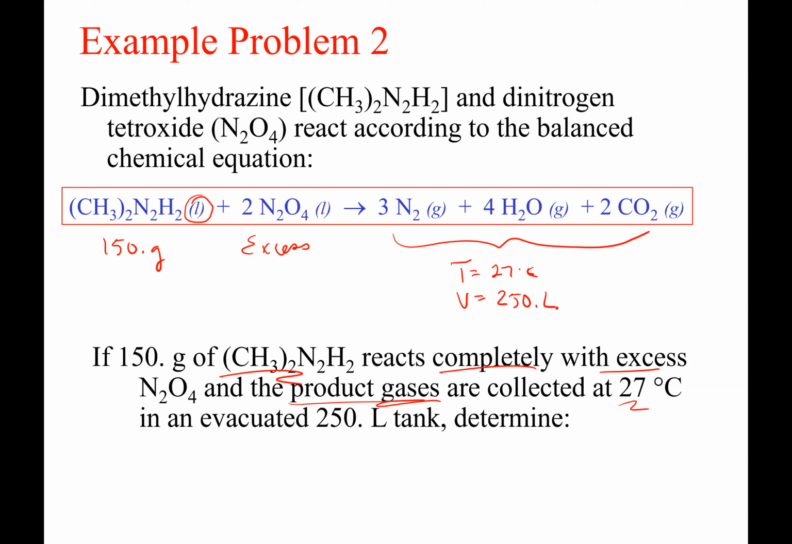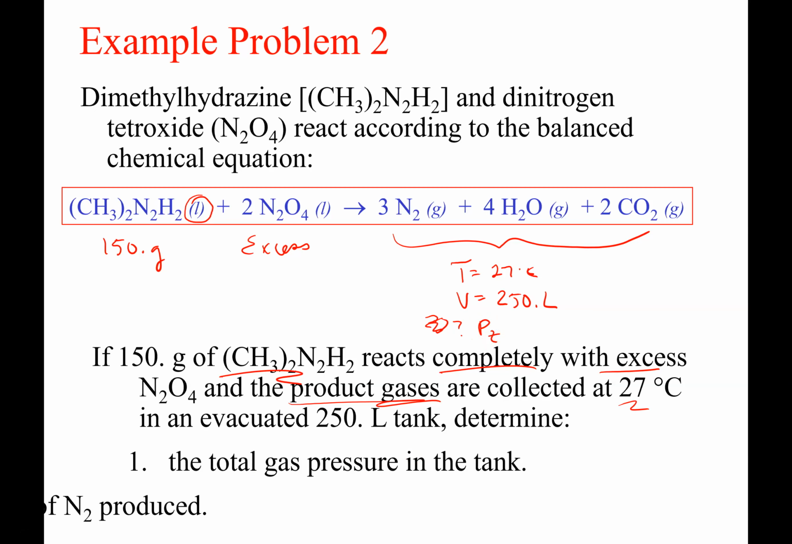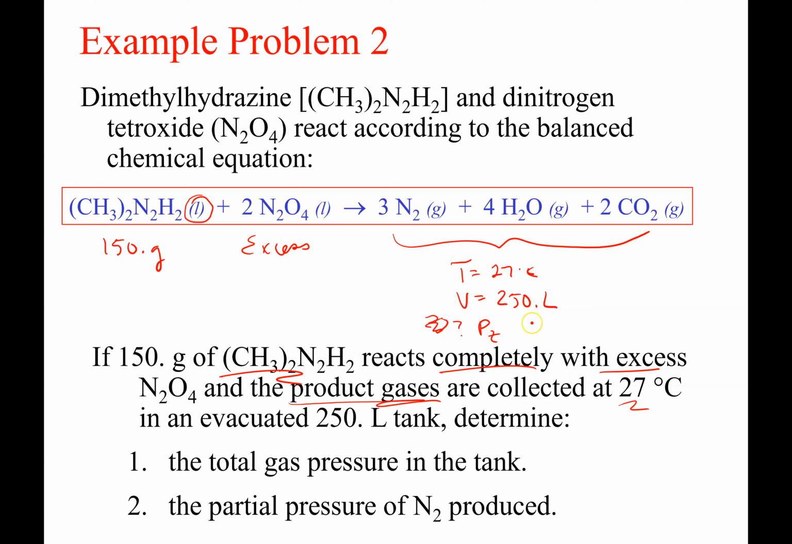Okay, cool. So we are supposed to come up with, so question mark, this is the first one: the total gas pressure, so P sub T, okay? And then also, we're supposed to come up with just the partial pressure of one of the products, N2.